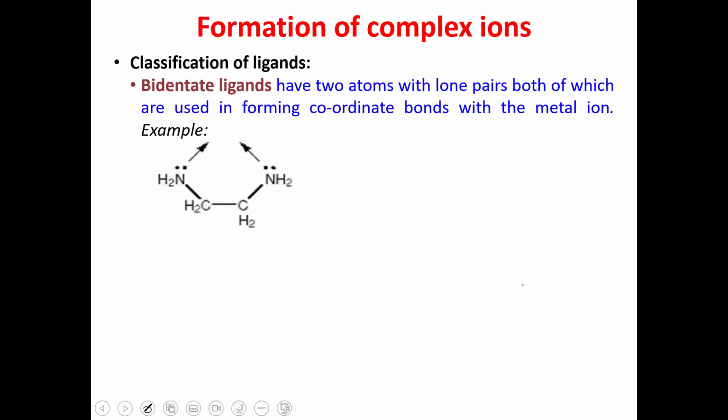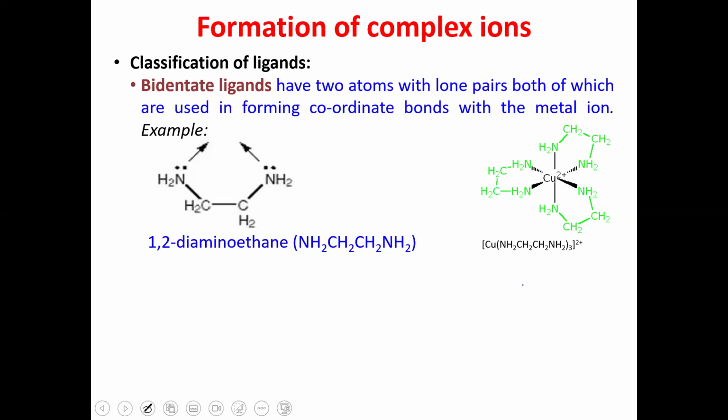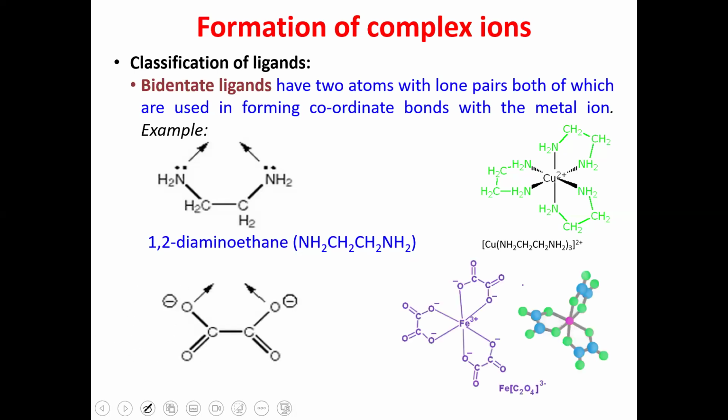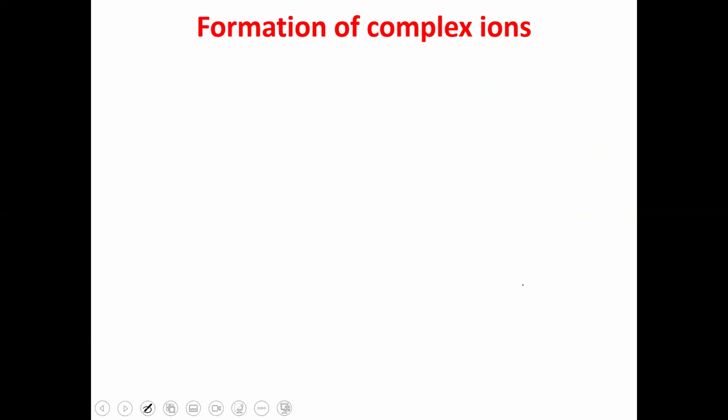Now, bidentate. What are bidentate? Which can make 2 bonds per ligand. So 2 bonds can be made by each ligand. This is the example of bidentate. 1,2 diamino ethane, which is an example. And here, this is another example. This is where this chapter becomes very complex, because he gives the isomerism in this topic. And isomerism becomes a real challenge.